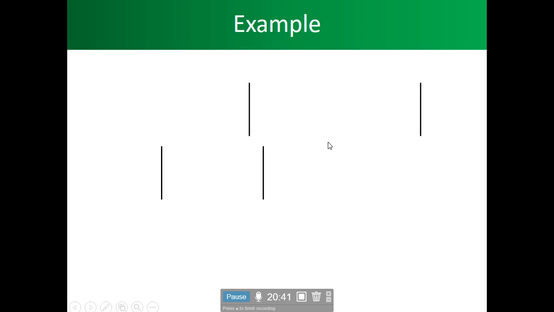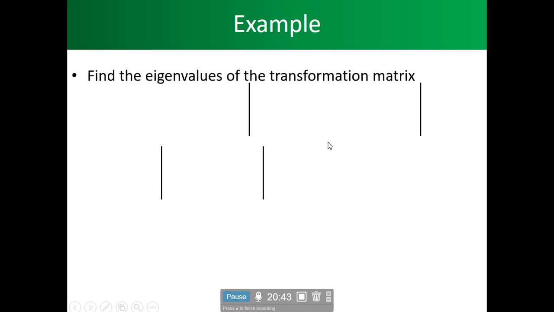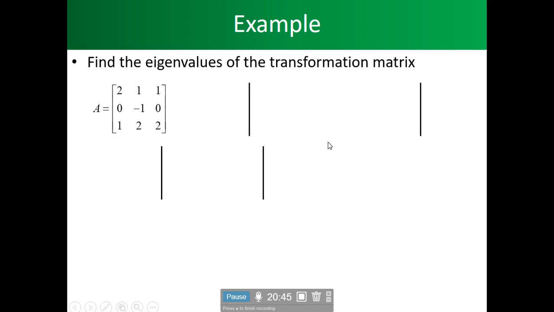Okay, we will do one more example so that we can hopefully make sure that we understand it a little better. Find the eigenvalues of the transformation matrix. So we have A, and we're going to say A minus lambda times the identity matrix. Here we have 2 minus lambda for the diagonal, and everything else stays the same, the 1 minus lambda and 2 minus lambda.